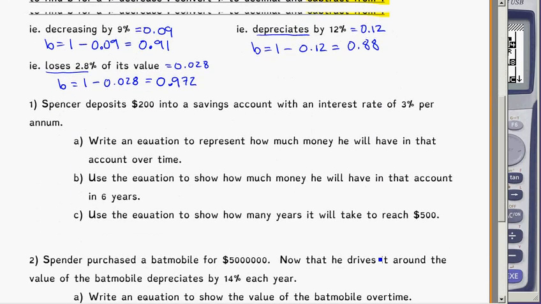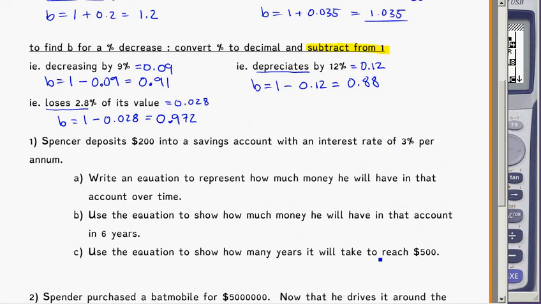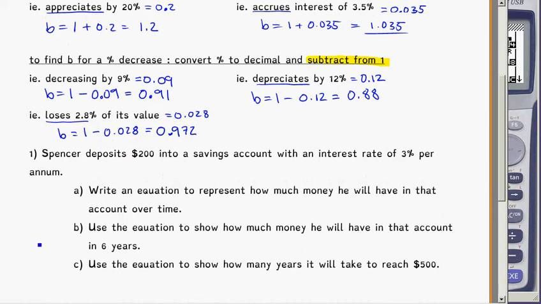Okay, so putting this information together, let's look at a word problem here. Spencer deposits $200 into a savings account with an interest of 3% per annum. So $200, that's his initial deposit. That's his starting value. So here you already know that A is equal to 200. Savings account with an interest of 3% per annum. So that's going to be where I get my B from.